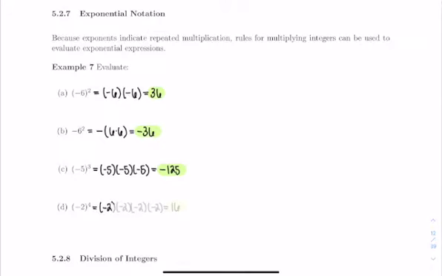(-2) to the 4th is just -2 four times. And because there is an even number of negative numbers, that's going to give me a positive number. And 2 times 2 times 2 times 2 is 16. So we end up with positive 16.